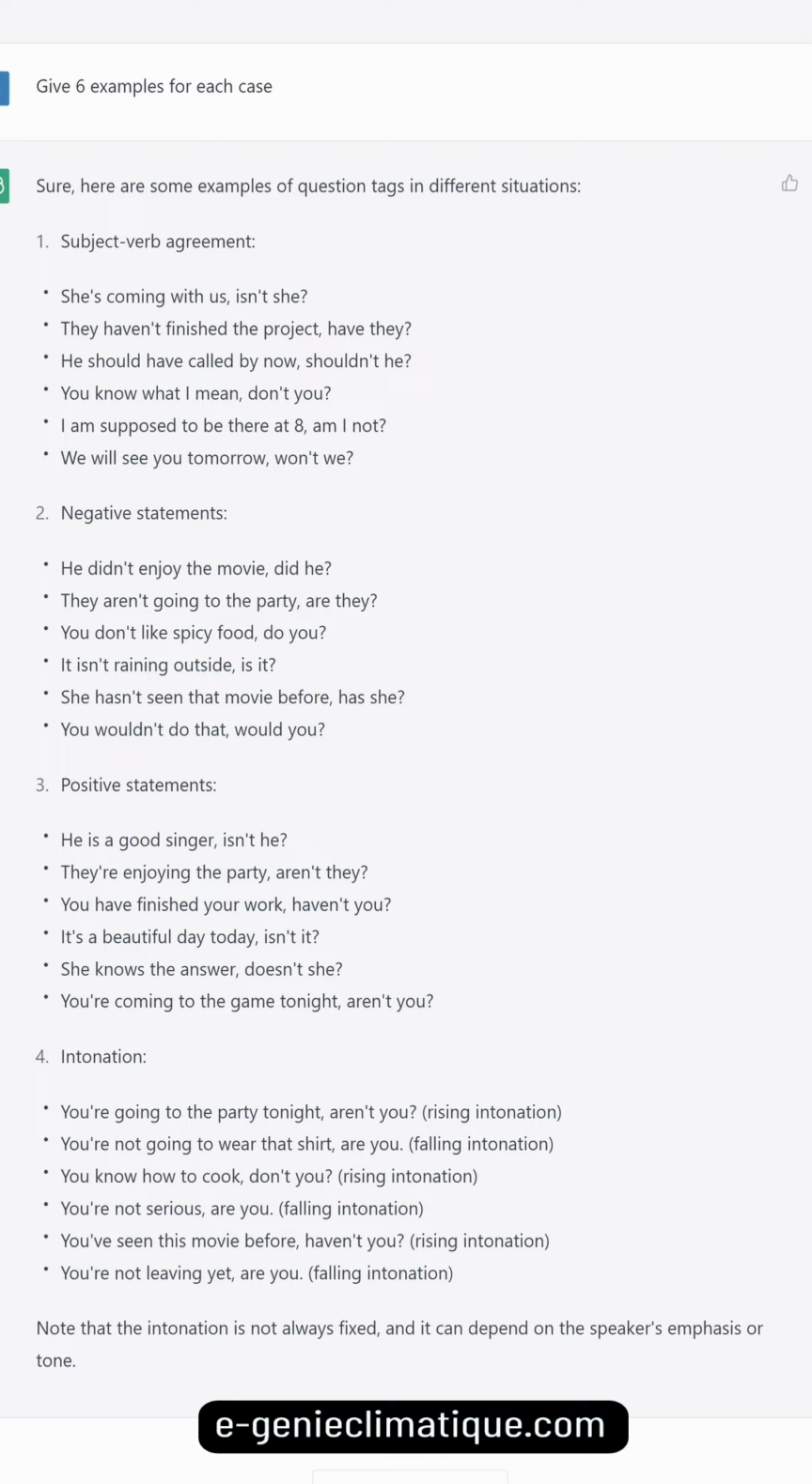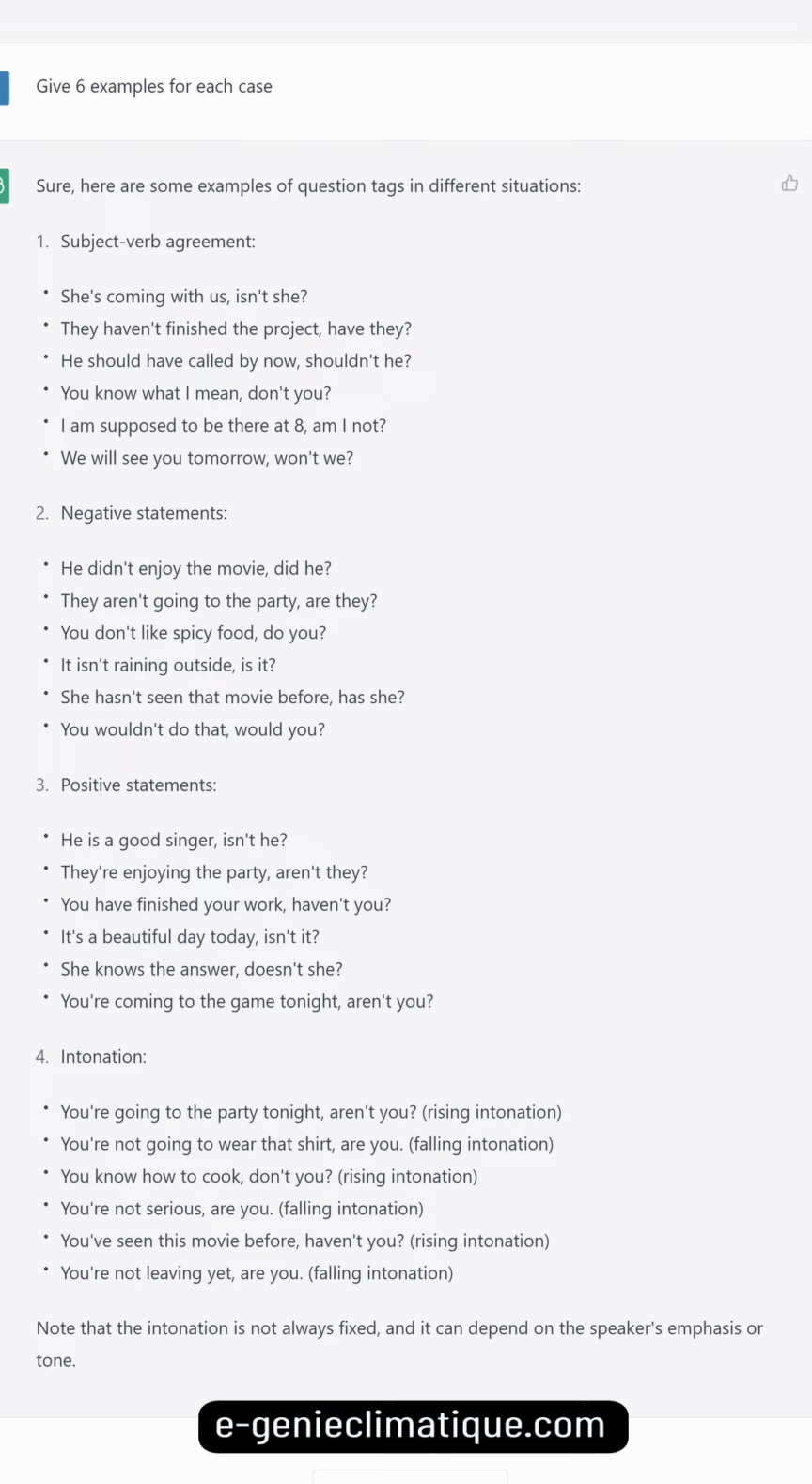Negative statements. "He didn't enjoy the movie, did he?" "They aren't going to the party, are they?" "You don't like spicy food, do you?" "It isn't raining outside, is it?" "She hasn't seen that movie before, has she?" "You wouldn't do that, would you?"